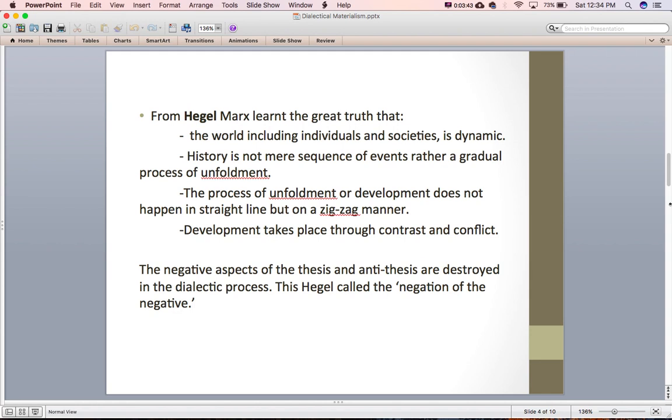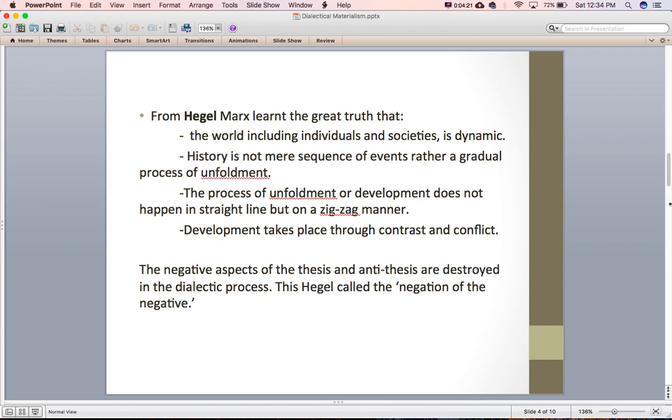Now, contradiction takes place between the thesis and antithesis. That leads to the development of destroying all the negative aspects in the process. Now, Hegel calls this process the negation of negative. Negation of negative means that everything negates itself to transform itself into a better quality. It means that whenever there is a contradiction going on in any organization or in any thesis, it will lead to a better way. It will lead to a higher plane.